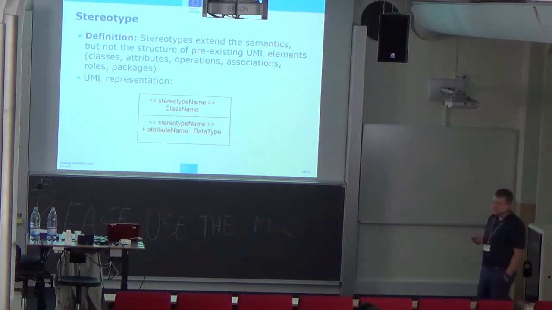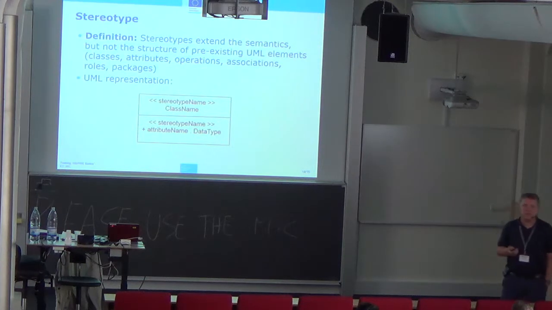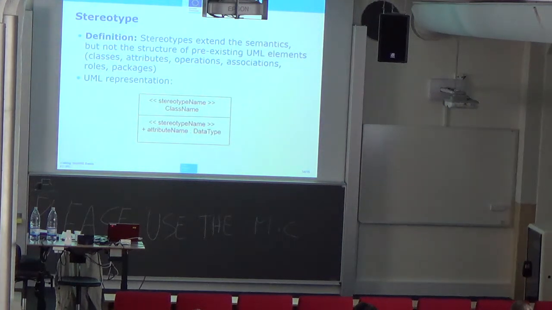And which is also very specific for data specification, we use a lot of stereotypes. Stereotypes extend the semantics but not the structure of pre-existing UML elements, which means classes, attributes, operations, associations, roles, and packages. And usually you have these brackets. You will recognize a stereotype by the stereotype name in brackets before the class name.